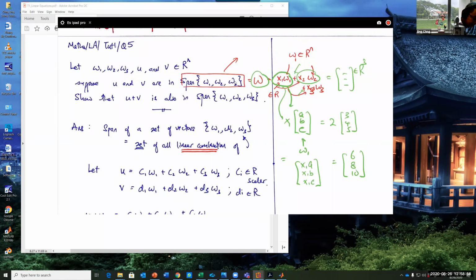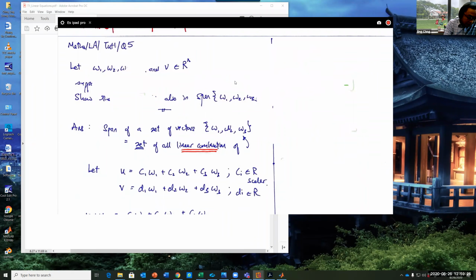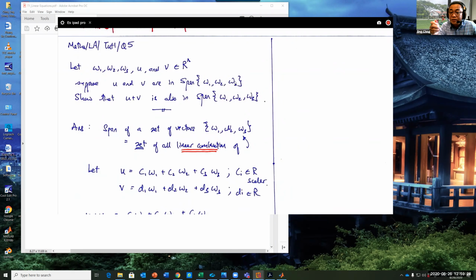So the question now asks, if U and V are already belonging inside the big W, then is the sum of U and V also in this W? And from a very logical perspective, we must hope so, right? The big idea is, I give you one vector, I give you another vector, and I want to add them up. And the question is whether the sum of these two vectors is still in the space that I have asked you to work on, which is W.